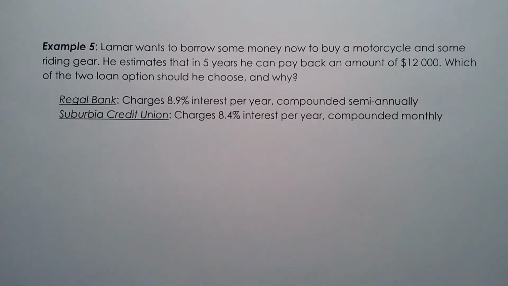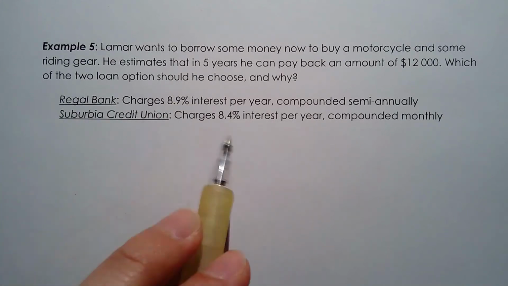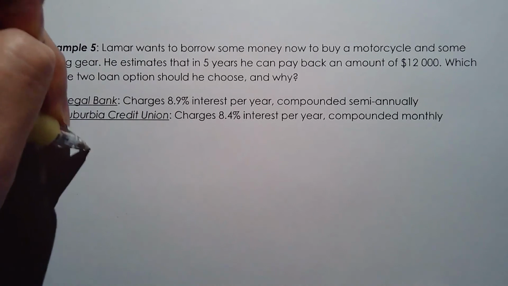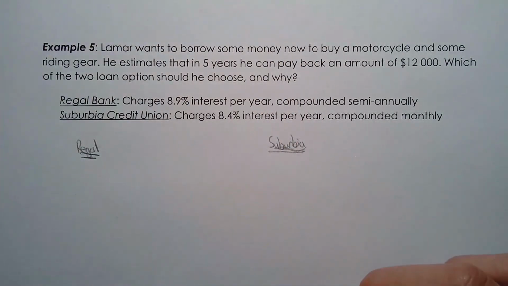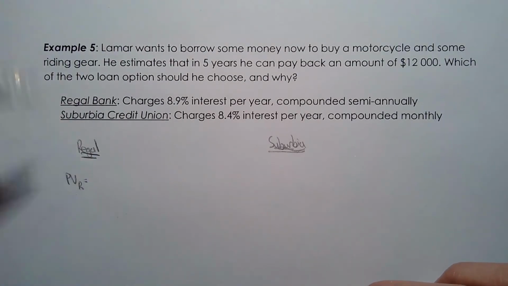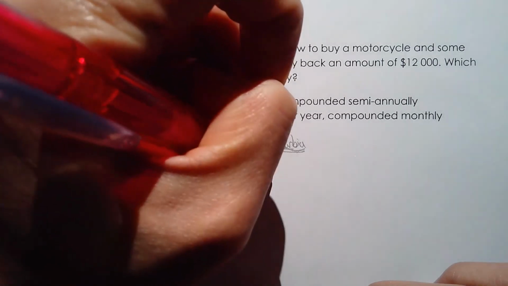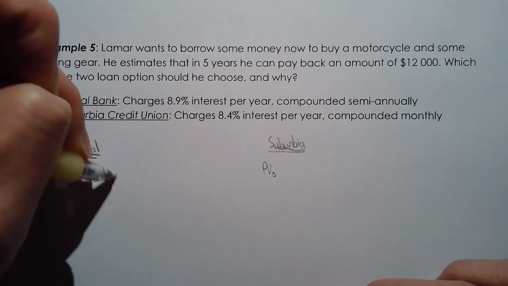So, one more question here. Lamar wants to borrow some money to buy a motorcycle. He wants $12,000 in 5 years. So there's Regal Bank offering this rate, and there's Suburbia offering this rate. Let's just do the two calculations. There is a different way to do this, but I'll do the more intuitive way. So for Regal, let's calculate the present value of Regal Bank, and then calculate the present value of Suburbia Credit Union. In both cases, you're going to end up with $12,000.